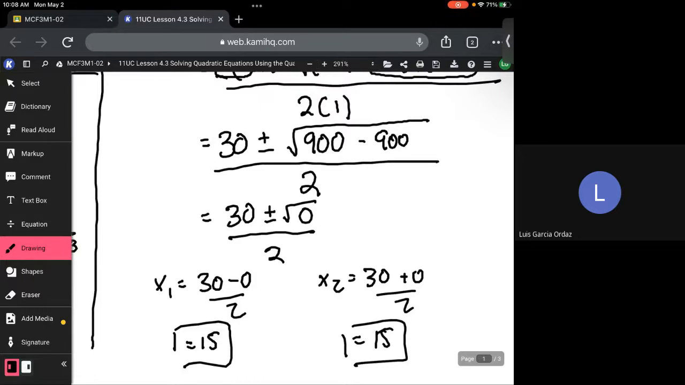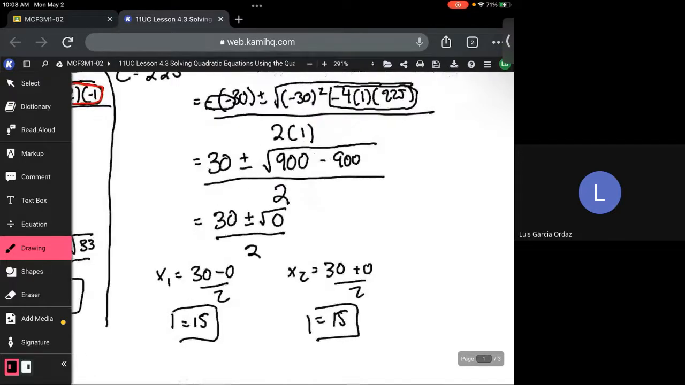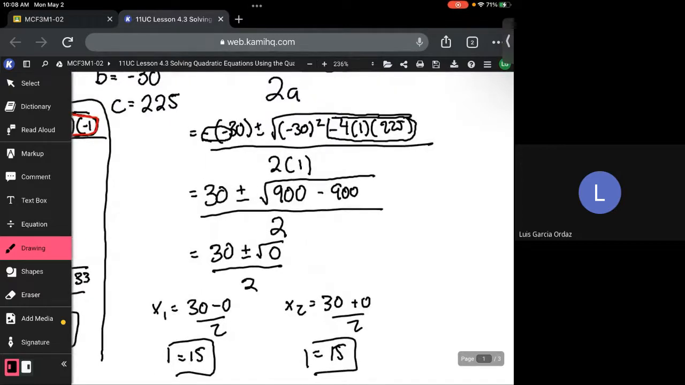So when you have your x-intercepts the same, your trinomial is considered to be a perfect square trinomial. So if your x-intercepts are the same, you have a perfect square trinomial.